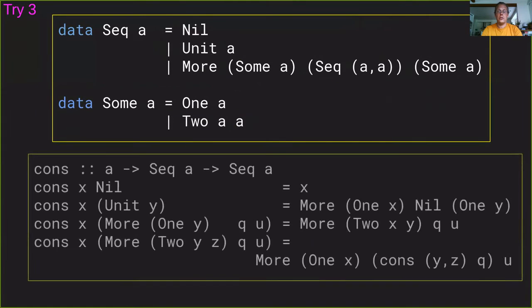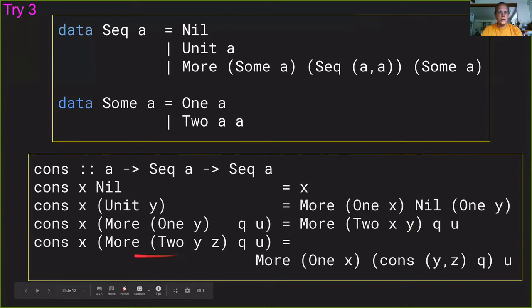So let's look at cons. This is what cons would look like. Consing to a nil or unit is easy. Even consing to a sequence that starts with one element is easy, because now it starts with 2 elements, x and y. So no recursion there. But as soon as we cons an element to a sequence that already starts with 2 elements, now the new sequence starts only with the x, but the y and the z we pair up, and we recursively add to q.